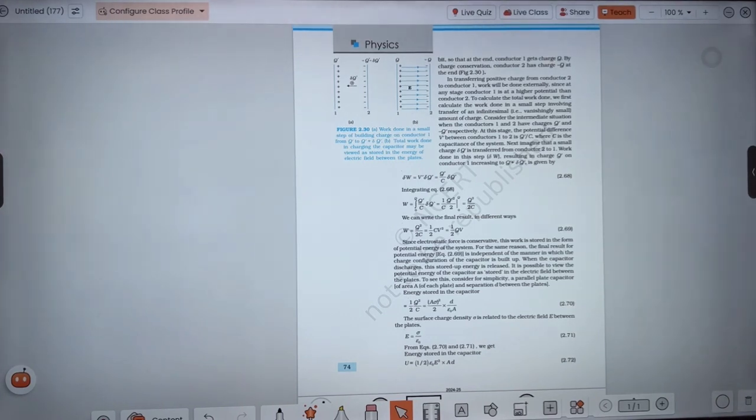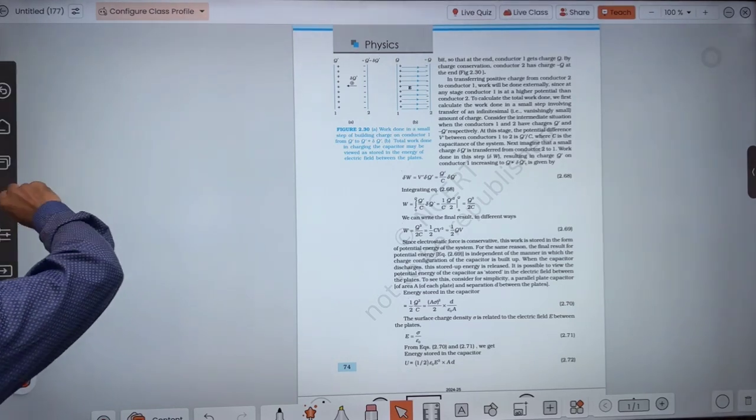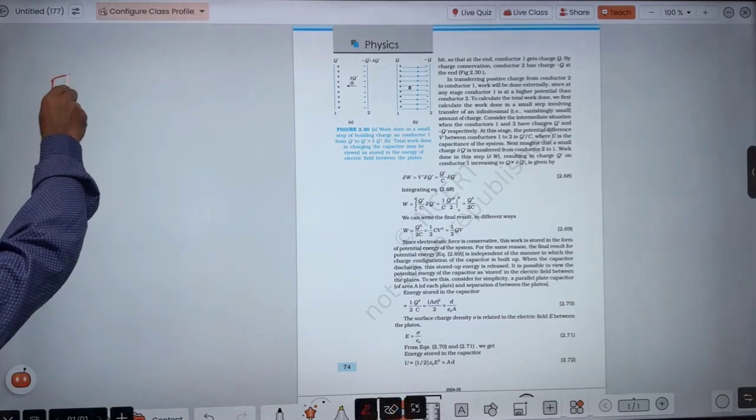Now next point is energy density. So what is energy density?